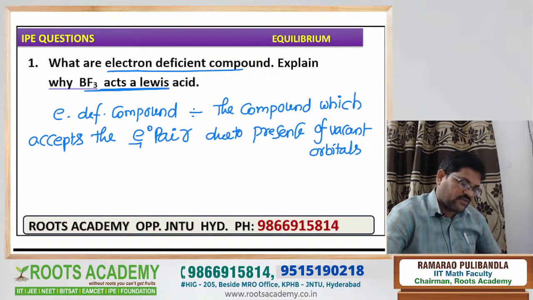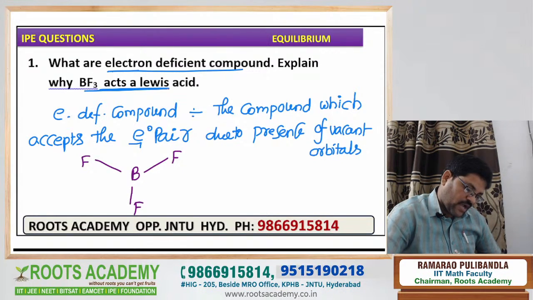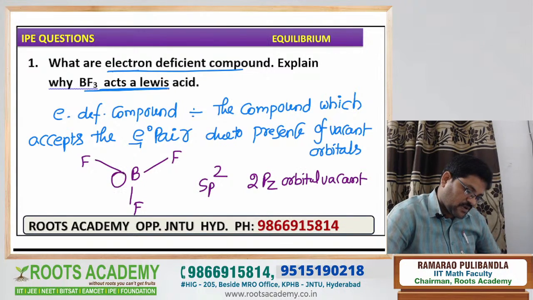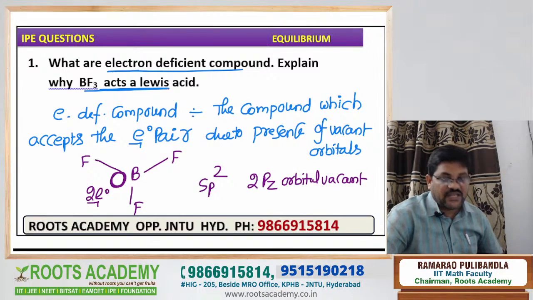Understood, students? Very good. Now, why does BF3 act as a Lewis acid? Simple logic. Take the example of BF3. In BF3, the hybridization is sp2. Now, what is vacant? The 2pz orbital is vacant. This vacant orbital can accommodate 2 electrons. That's why BF3 acts like a Lewis acid.